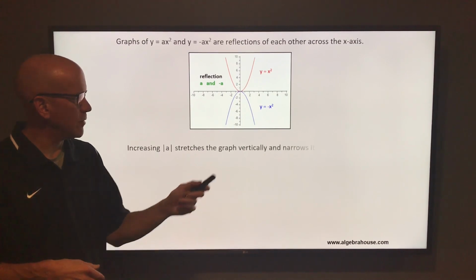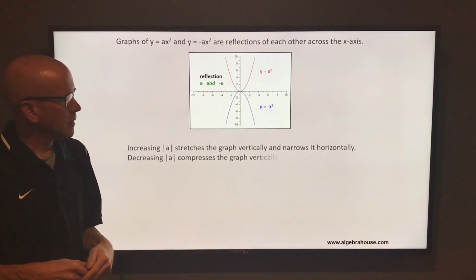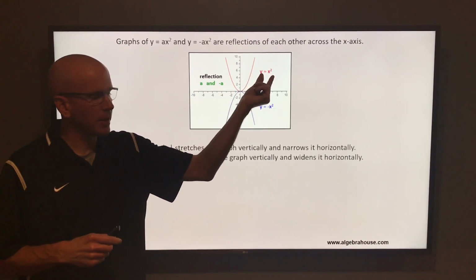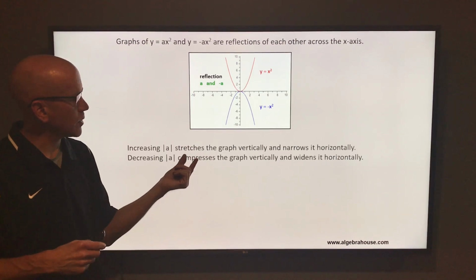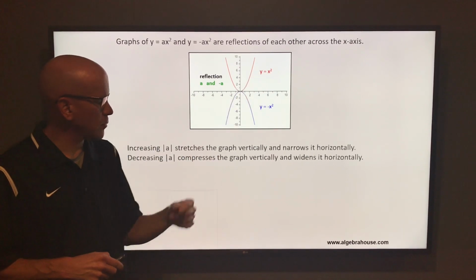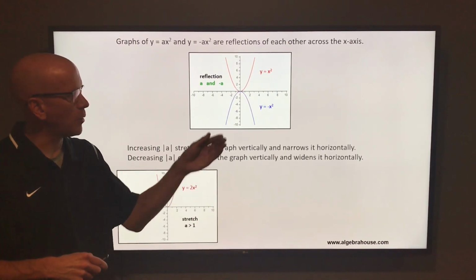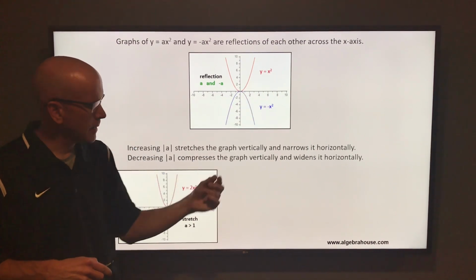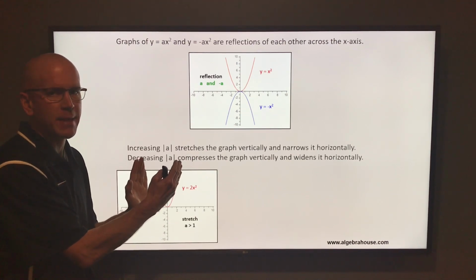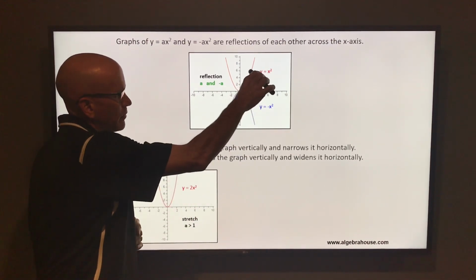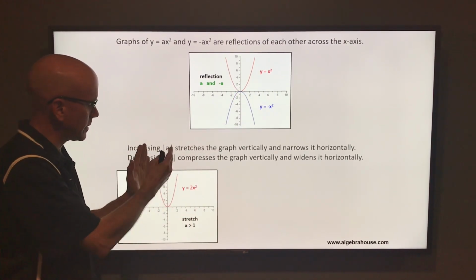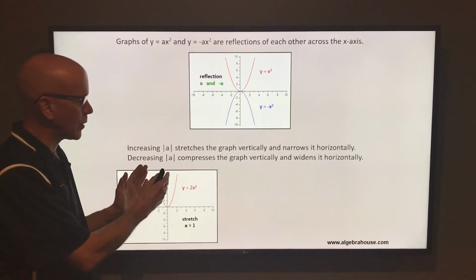Increasing the absolute value of a, the number in front of the x squared. In other words, if you multiply the y value by a number greater than 1, that's going to stretch the graph vertically and narrow it horizontally. So if you take y equals x squared and you go to y equals 2x squared, where you're multiplying the y value, the whole right side, by a number greater than 1, in this case 2, you can see that graph is stretched away from the x-axis. So what's happening there is you're taking every y value on this graph and you're multiplying it by 2. That's naturally going to stretch it away from the x-axis and narrow it up.